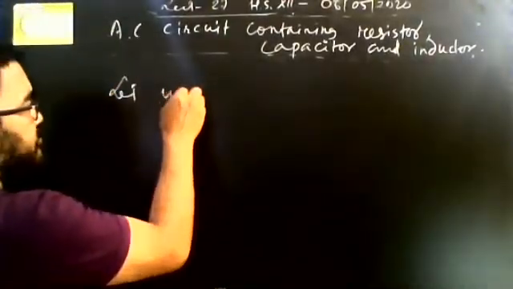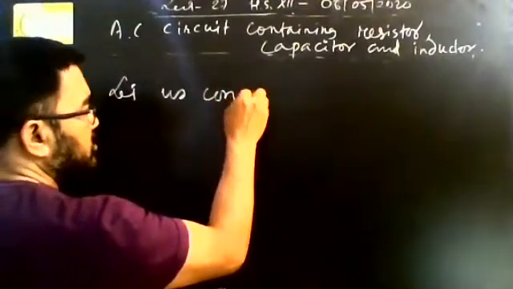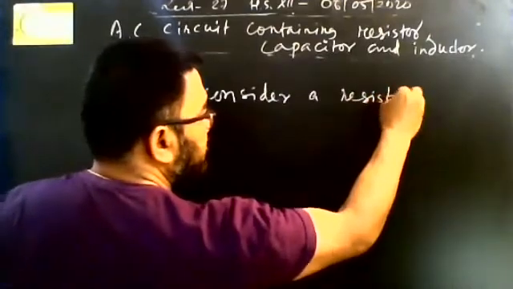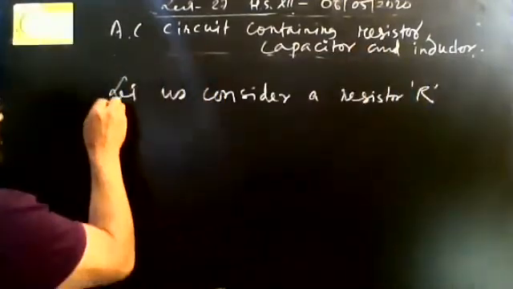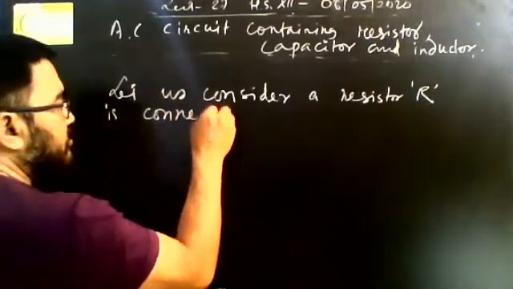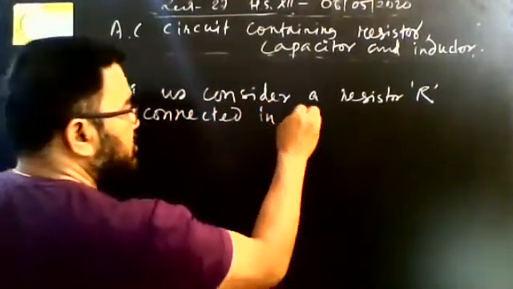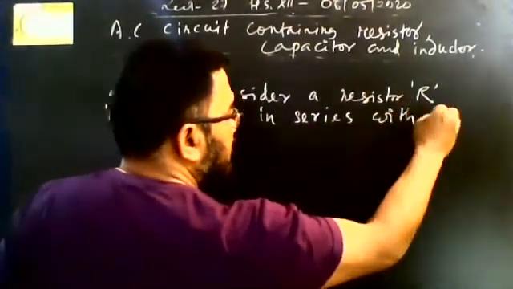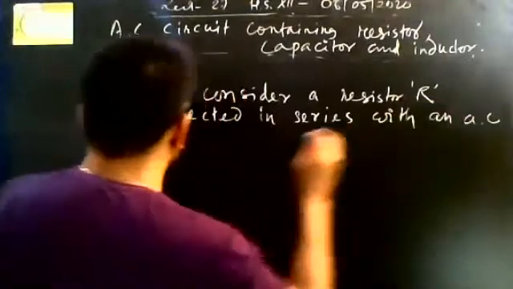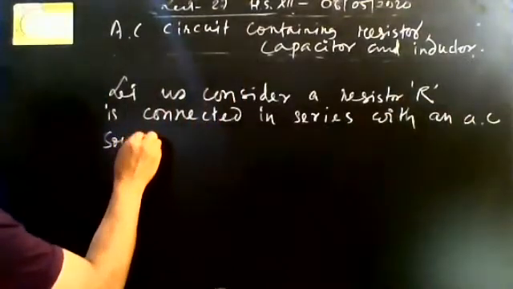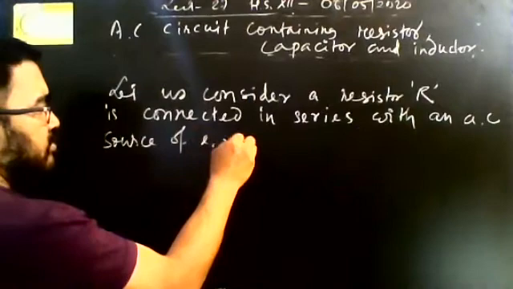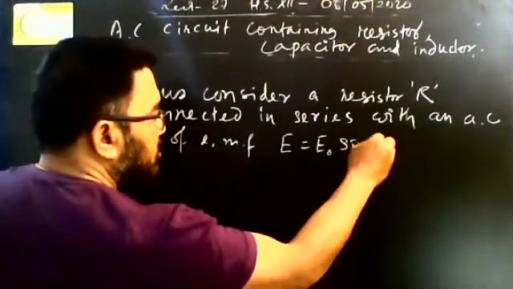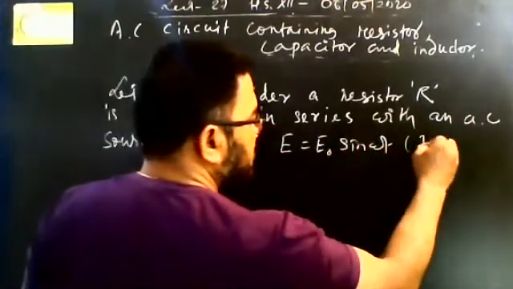Let us consider a resistor R is connected in series with an AC source of EMF E is equal to E naught sine omega t, as shown in figure 1.